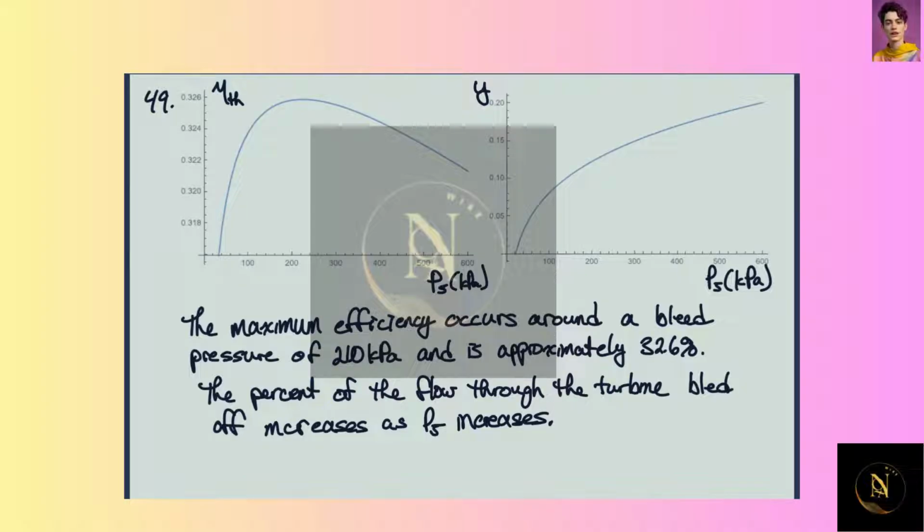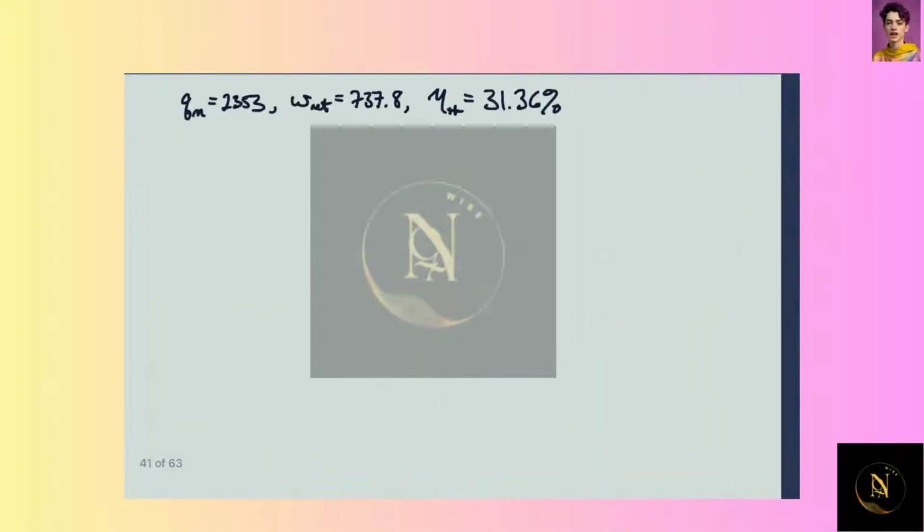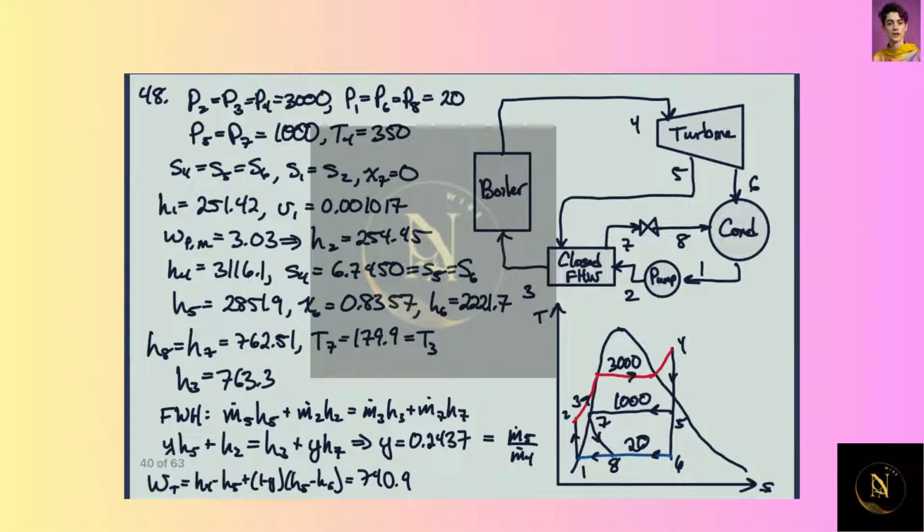So in this problem, we want to reconsider problem 48 using the software. I used Mathematica, but you could use whatever software came with the book. But let's see here. If we look at problem 48, we have this kind of complicated power cycle here.